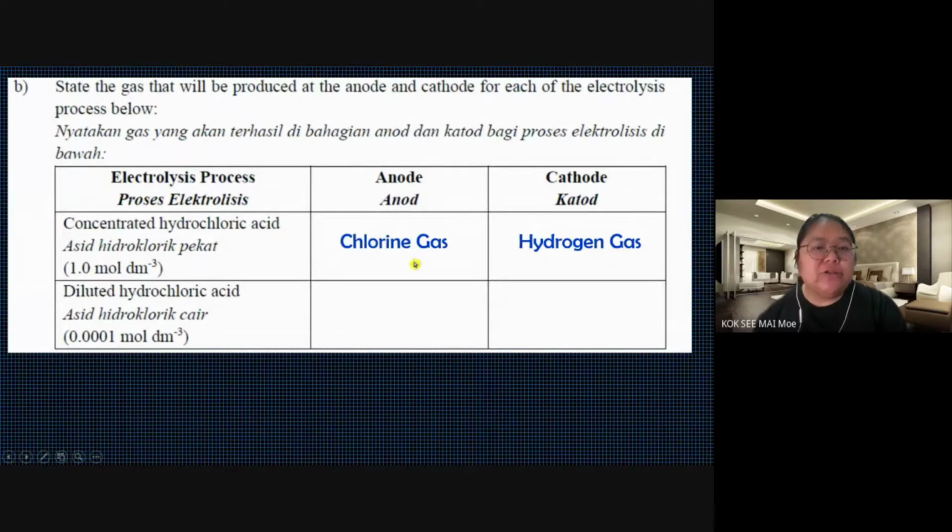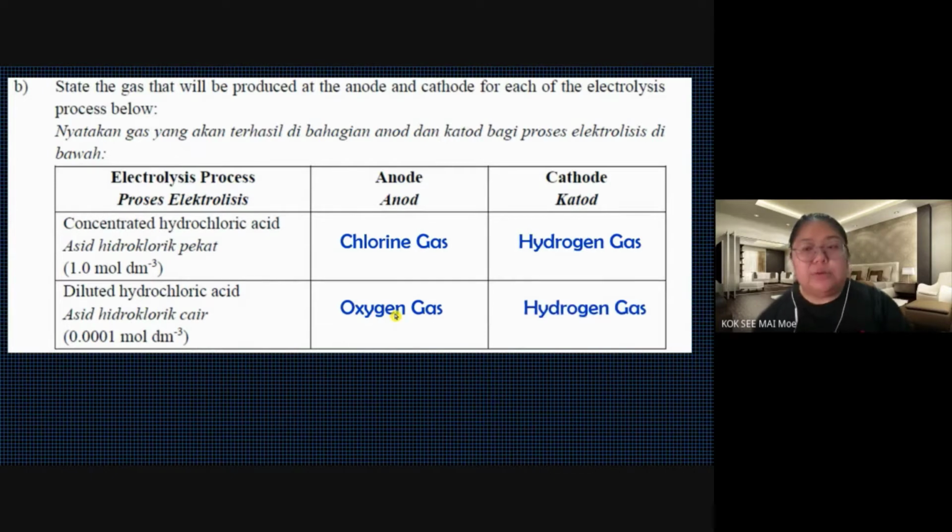Suppose if their concentration is low, they produce oxygen. Okay, this one produces oxygen, this one produces hydrogen. But now the concentration is higher, so they follow. If they're using chlorine, then chlorine gas will be produced. If the concentration is very low, they go back to normal. So what happened at the anode? Oxygen is produced. And at the cathode, hydrogen is produced. So this one is normal. This one is the factor of concentration.